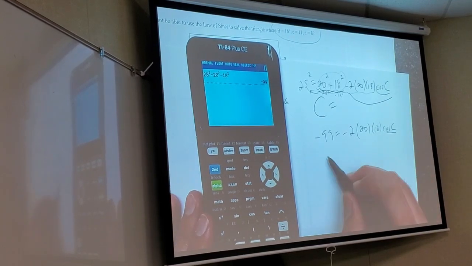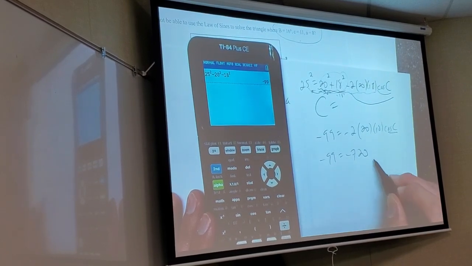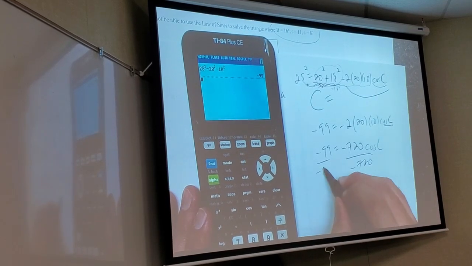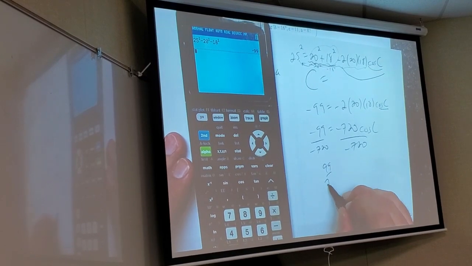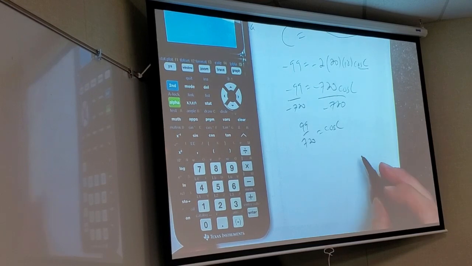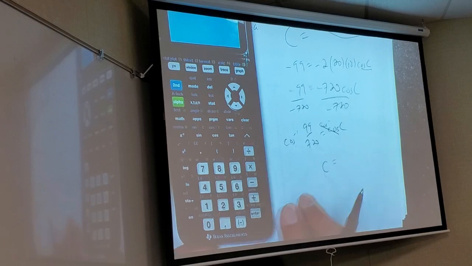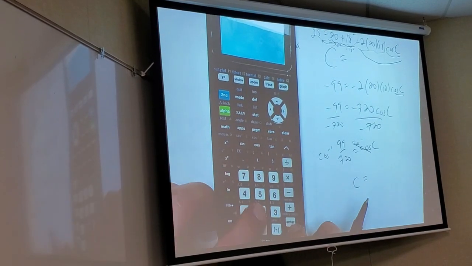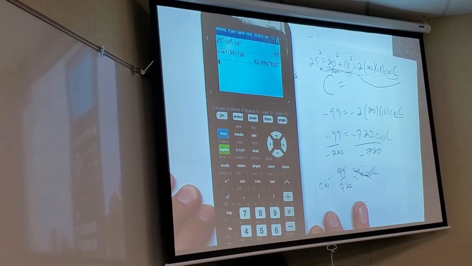Now what do I do? Well, negative 99 equals negative 720 cosine C. And then, of course, you divide. So I get 99 over 720 equals cosine C, and then I take the inverse cosine. So I get C equals inverse cosine of 99 divided by 720. Is that all right?